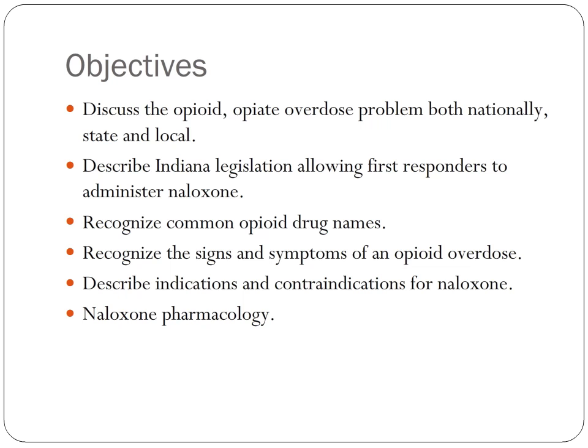So in the next couple of slides, we'll discuss very briefly our objectives and what we're going to be going over. We're going to discuss the opiate overdose problem, both nationally and state and local statistics. We're going to describe the Indiana legislation that allows first responders to administer naloxone. We're going to recognize some common names of opioid drugs. We're going to recognize the signs and symptoms of an opioid overdose, describe indications and contraindications for naloxone, and talk about naloxone pharmacology.